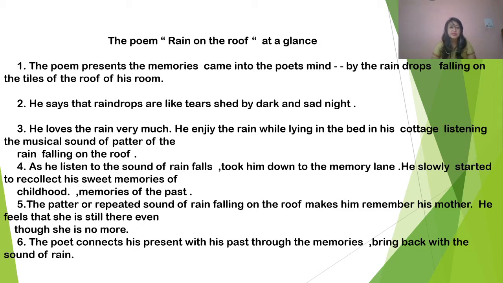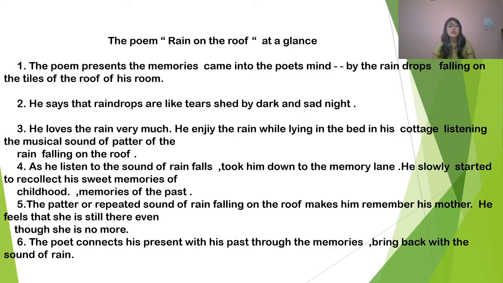As the poem presents, the memories came into the poet's mind by the raindrops falling on the tiles of the roof of his room. Secondly, he says that raindrops are like tears shed by dark and sad nights. He loves the rain very much. He enjoys the rain while lying in the bed in his cottage, listening to the musical sound of the patter of the rain falling on the roof. As he listened to the sound of rainfall, it took him down memory lane, and he slowly started to recollect his sweet memories of his childhood, memories of his past.